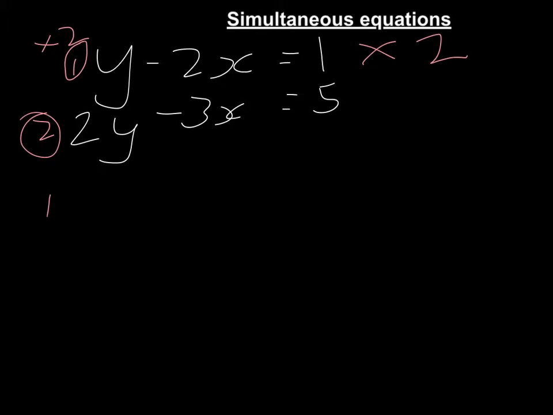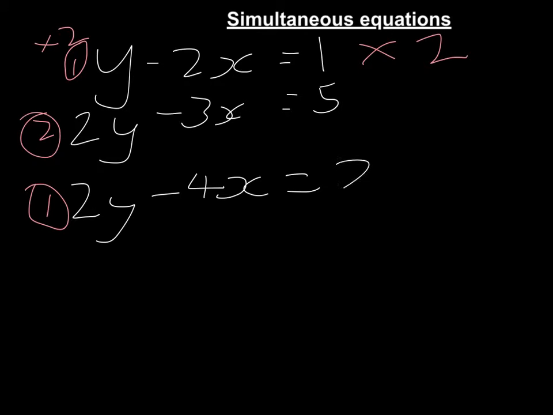So I'm going to write equation 1 is equal to y times 2 gives me 2y, minus 2x times by 2 gives me minus 4x, and 1 times 2 gives me 2. Hopefully you can see what I've done there. If not, jump back again and go over these again.